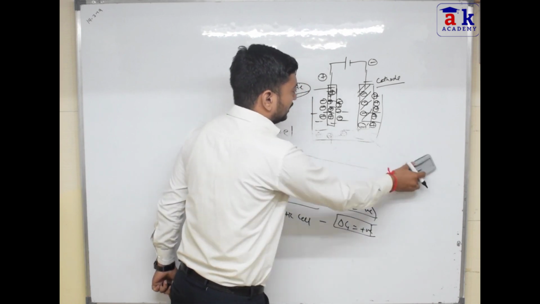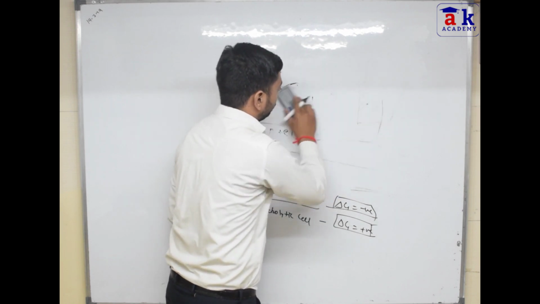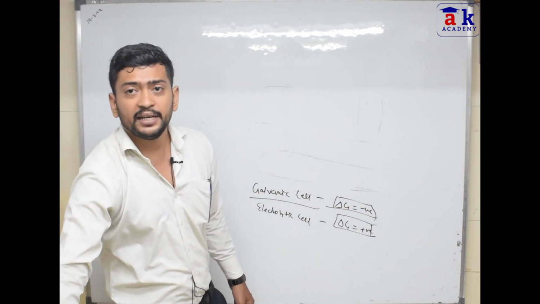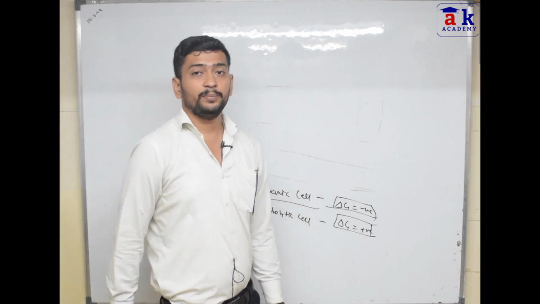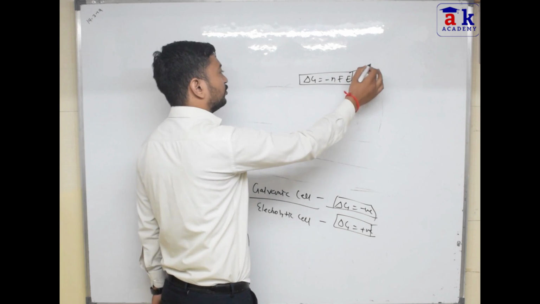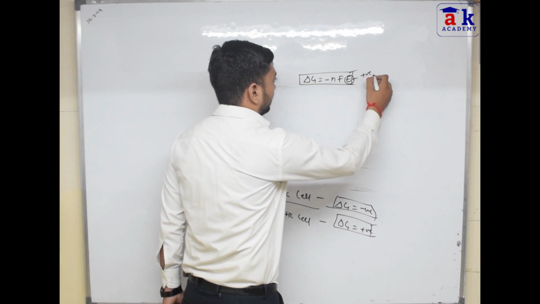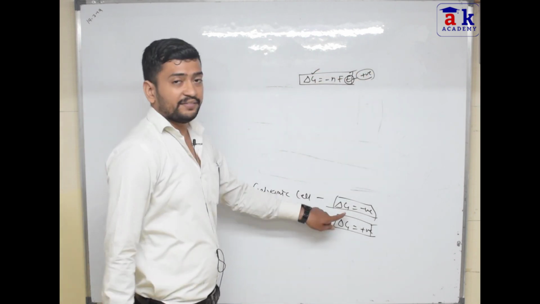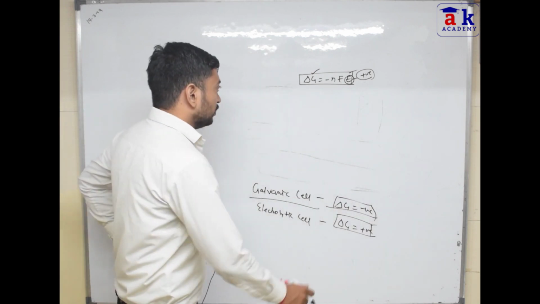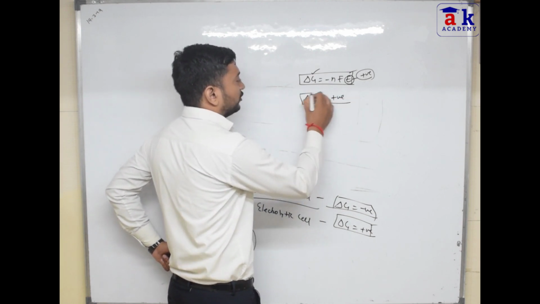In the galvanic cell, the EMF is positive. If the EMF is positive, delta G definitely will be negative. How? Delta G is equal to minus nFE. We have learned this. So if E is positive, delta G will be negative, so in galvanic cells delta G becomes negative. But what happens in the case of an electrolytic cell? In an electrolytic cell, delta G is positive.